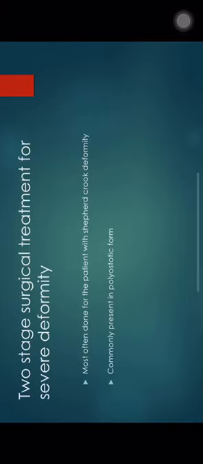Two-stage procedures. Two-stage procedures are simple: initially an osteotomy is done and fixed with a screw plate or a blade plate, after which, after 6 months of the healed osteotomy, another level of osteotomy is done and then fixed with intramedullary fixation. Most commonly done in patients with shepherd's crook deformity, commonly present in polyostotic fibrous dysplasia. First stage, correction of coxa vara with osteotomy and fixation with a blade plate; a variable angle screw plate or an angle blade plate can be used.